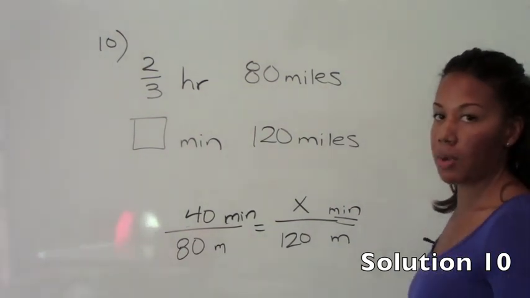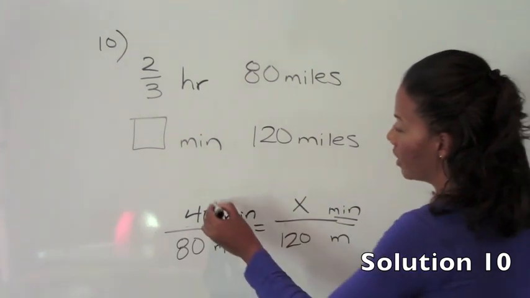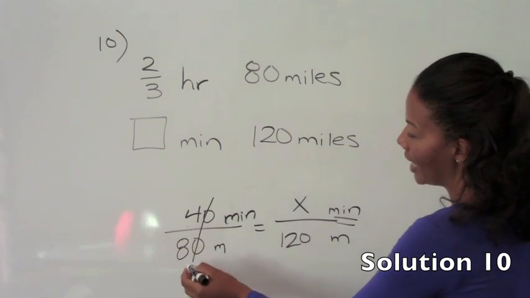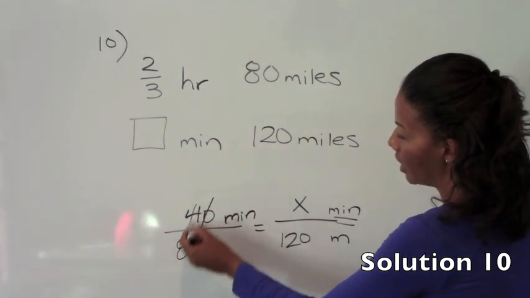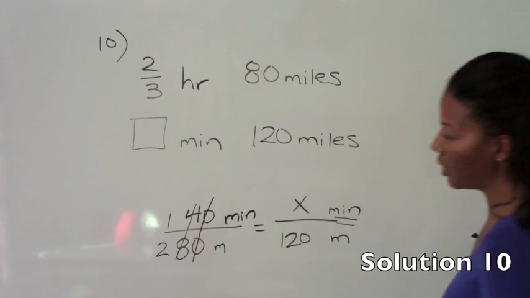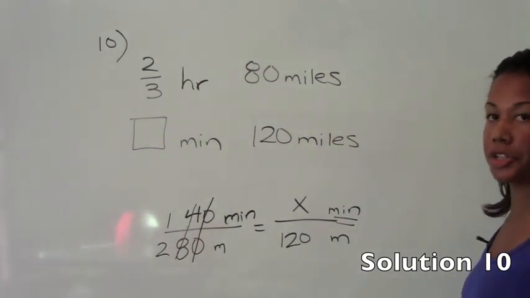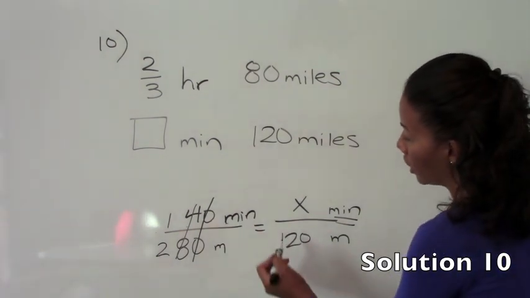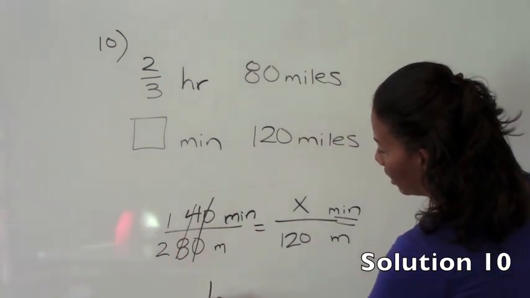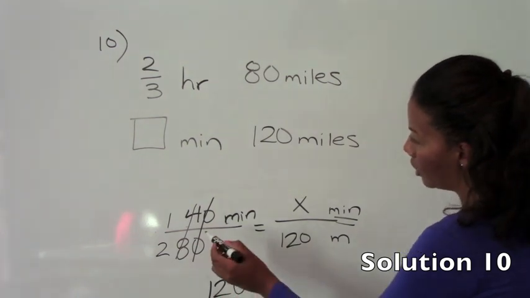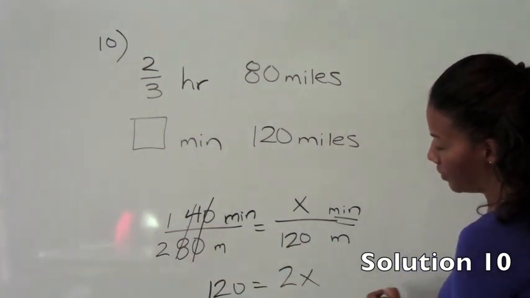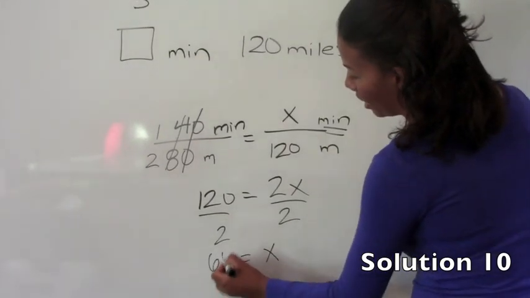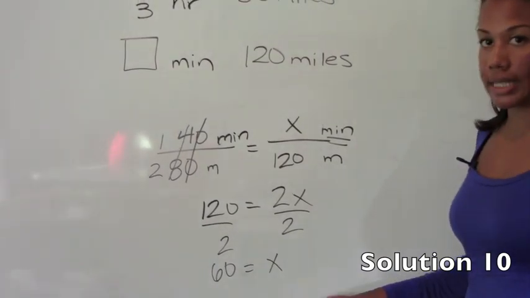One thing that we can do to make this problem a little bit simpler is simplify our fractions wherever possible. So 40 over 80 is simply 4 over 8, which is 1 over 2. So now our numbers are much smaller to work with. It's not a huge deal because you have your calculator, but it doesn't hurt. Okay? At this point, we're going to cross multiply. So 1 times 120 is 120, and 2 times x is 2x. We divide both sides by 2, and we get that x equals 60, and our answer is therefore C.